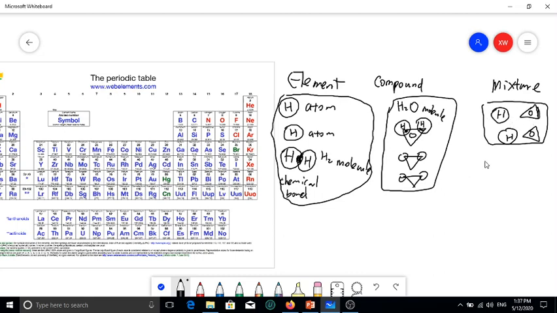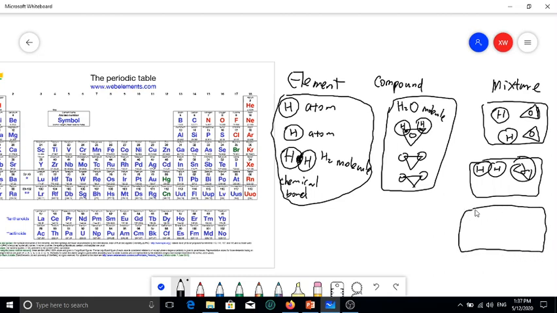You may also have a mixture between, for example, a hydrogen molecule with an oxygen molecule. This also represents two different elements mixed up physically, not chemically. You may also have a hydrogen atom with a water molecule. That's also considered to be a mixture.